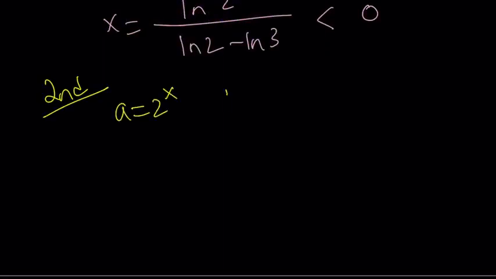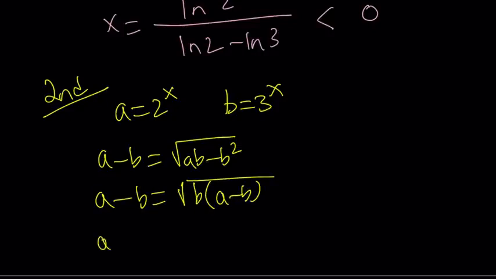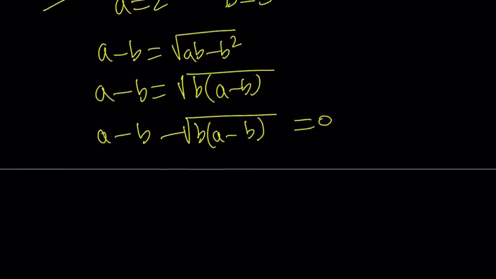So as before, a equals 2 to the power x and b equals 3 to the power x. And we get a minus b equals the square root of ab minus b squared. So far, so good. Same thing. Now, instead of squaring both sides, here's what I'm going to do. I'm going to factor inside the radical. From here, I get a minus b. And then I can go ahead and put everything on the same side, because if I'm trying to solve an equation, it makes sense to put everything on the same side. And then separate these two expressions. So can I write it like this? Square root of b times square root of a minus b equals 0.